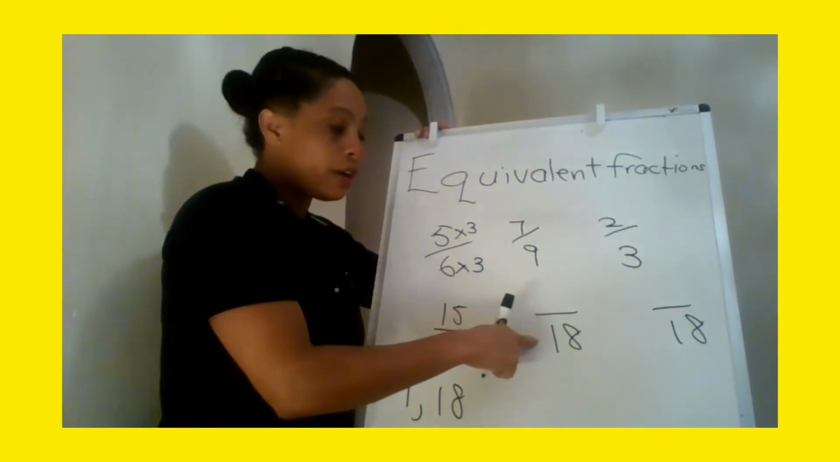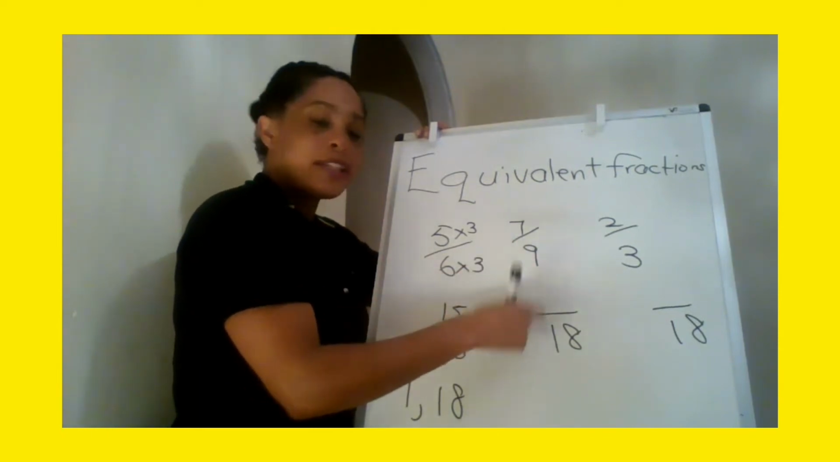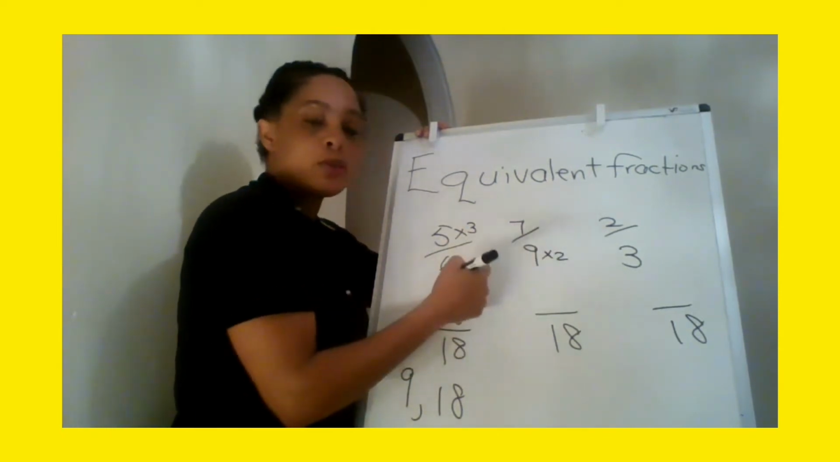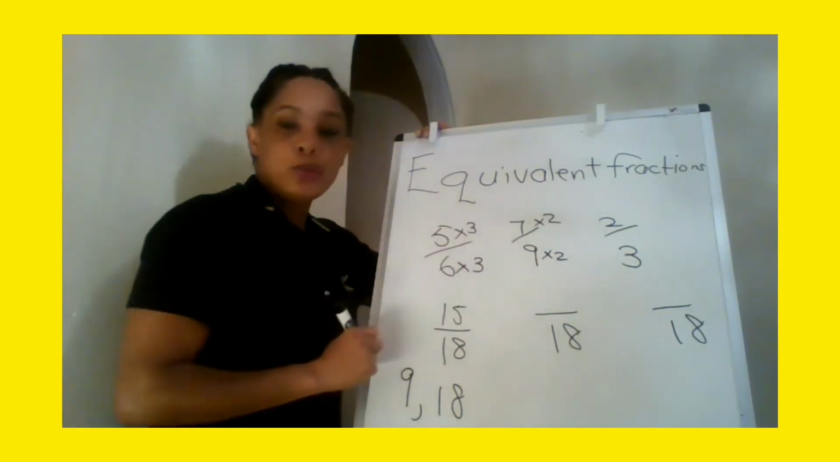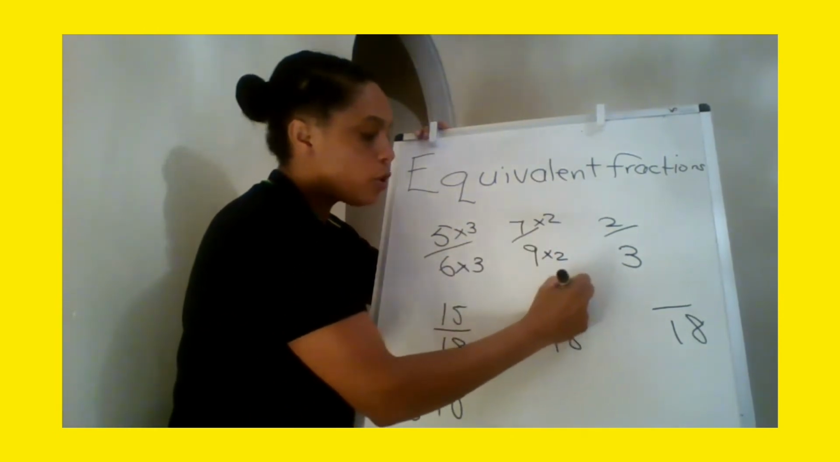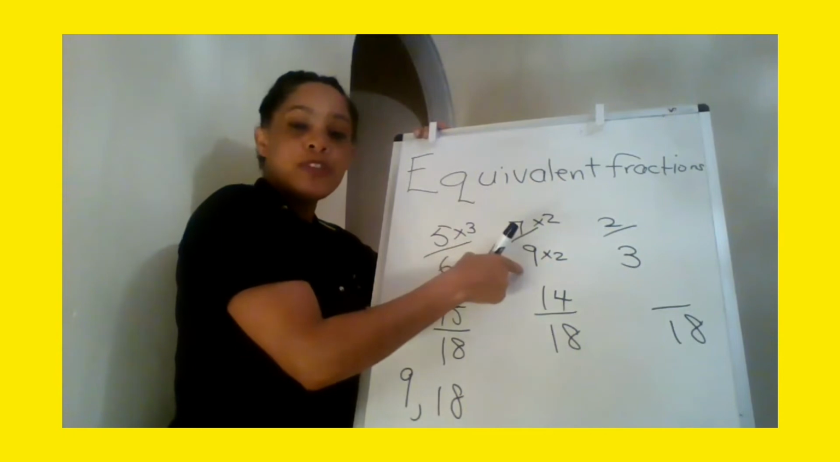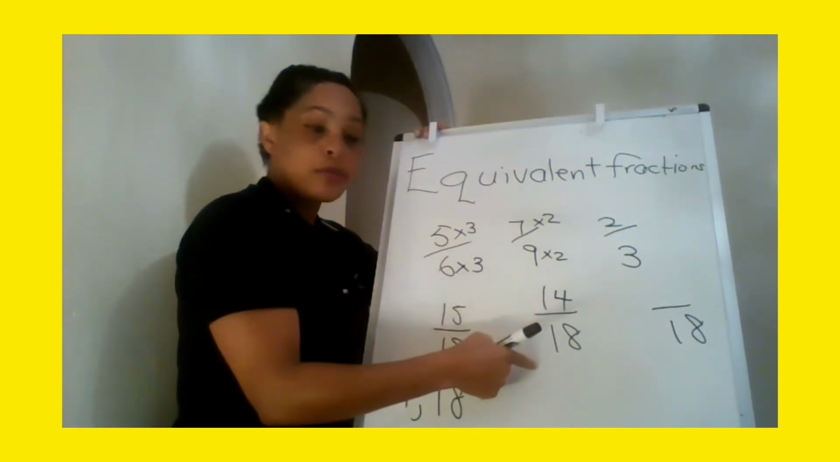I'm going to come out of here, over here. What do I do from 9 to get to 18? I times by 2. Whatever I do to the bottom, I do to the top. 7 times 2 is 14. So 7 out of 9 is the same thing as 14 out of 18.